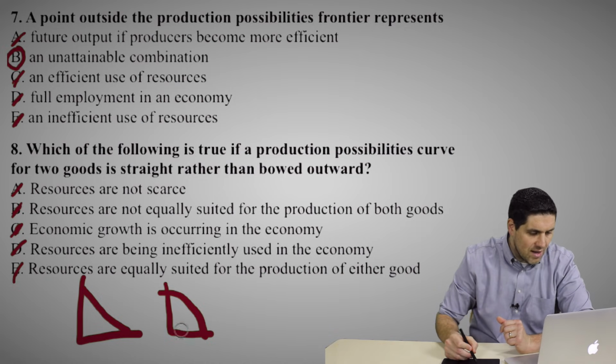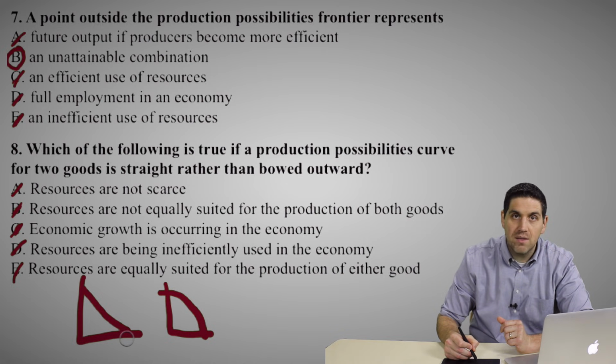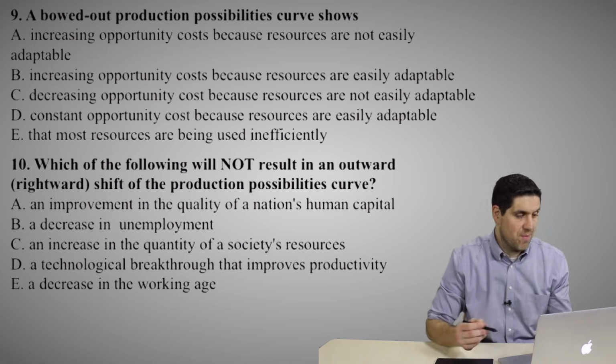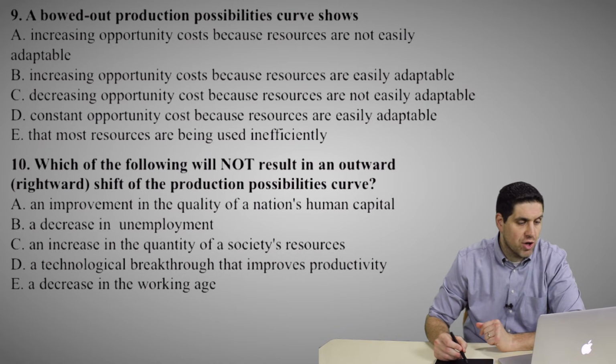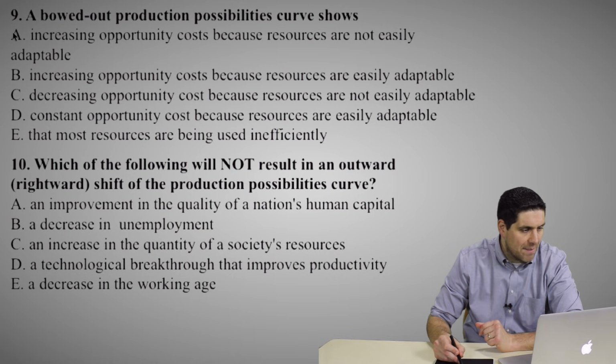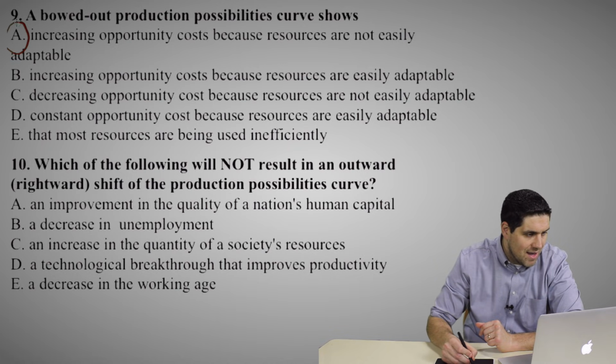And this one right here has increasing opportunity cost. This one right here has constant opportunity cost. And luckily, that's the answer to question number 9. A bowed out production possibilities curve shows increasing opportunity cost because resources are not easily adaptable between the production of two products. So yep, the right answer, no doubt about it, is A.